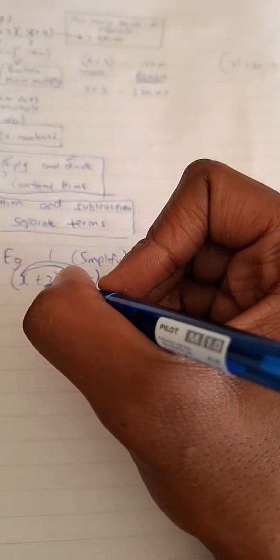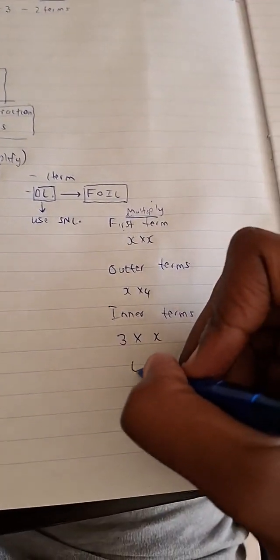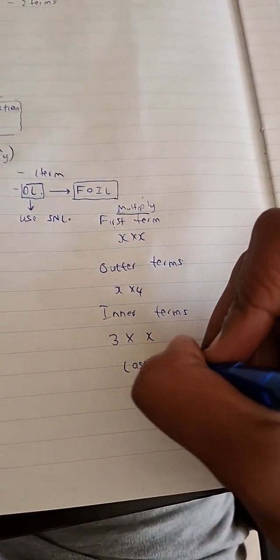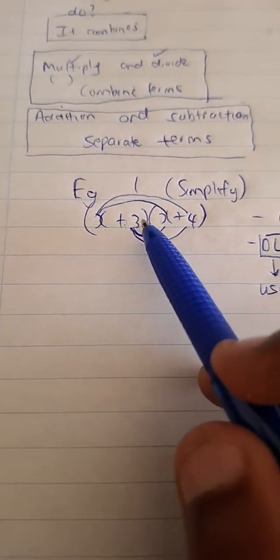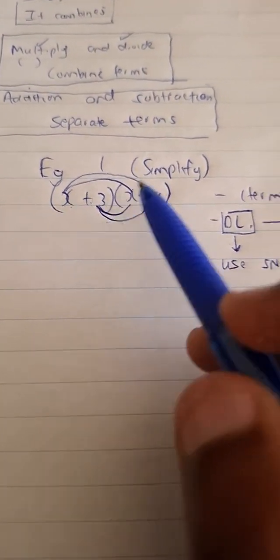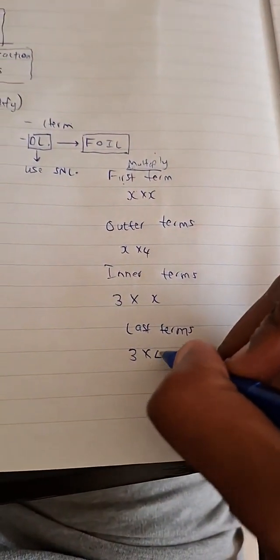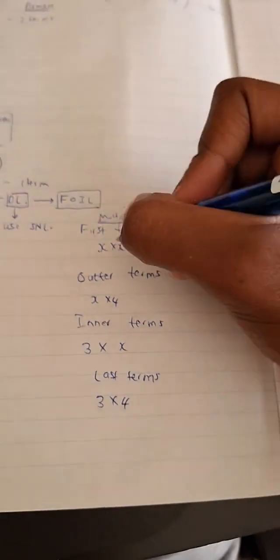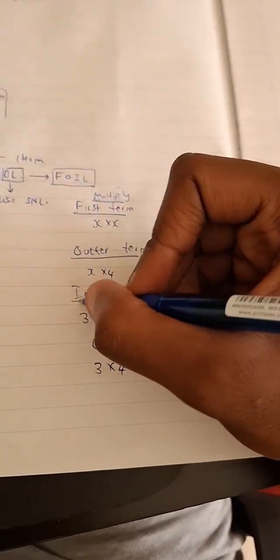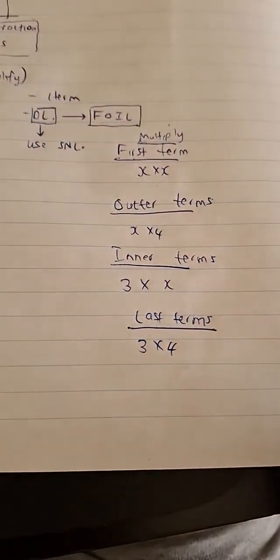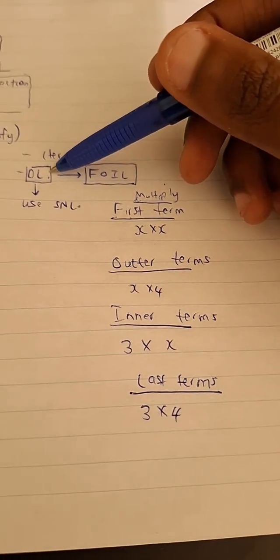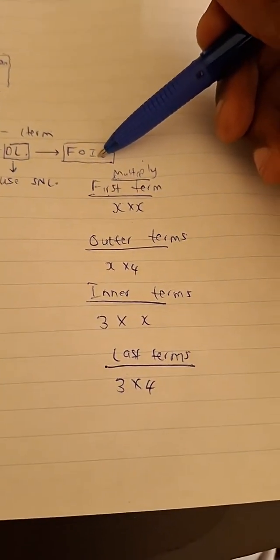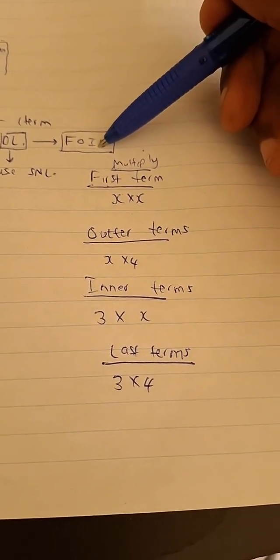Then the last one, L, stands for our last terms in the bracket. Inside this bracket, positive 3 is your last term, and in this bracket, positive 4 is your last term. So that's like saying positive 3 times positive 4. So that's what FOIL actually stands for. This is just us applying the distributive law, but we use this acronym to capture what it is we are multiplying.